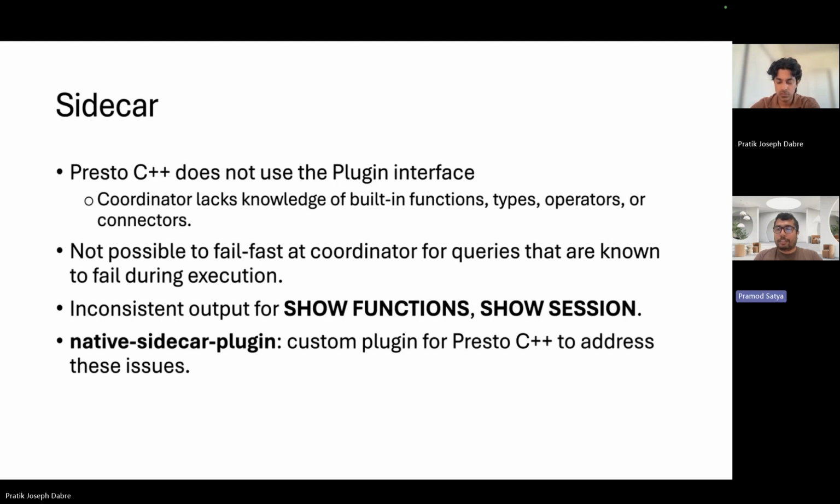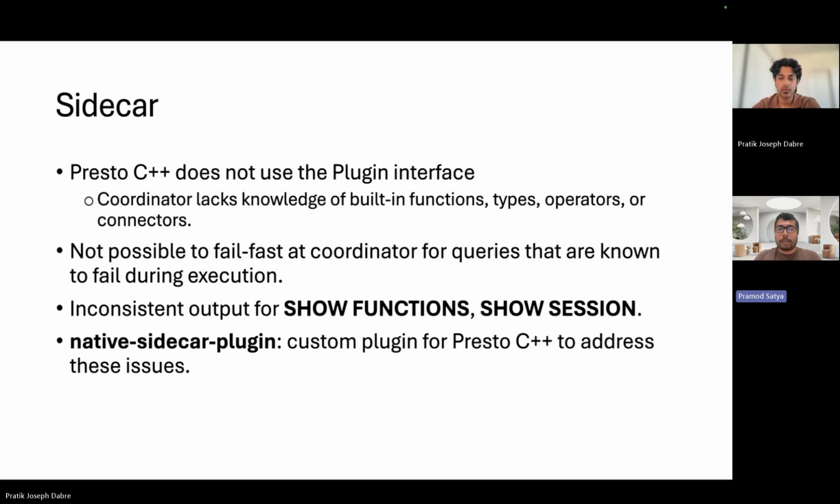Also, because of this, we have other issues like show commands, such as show functions and show session. They will return information that is relevant to the Presto Java worker and which may not always apply to the Presto C++ worker. So in order to overcome these issues, we can use Presto's plugin interface.